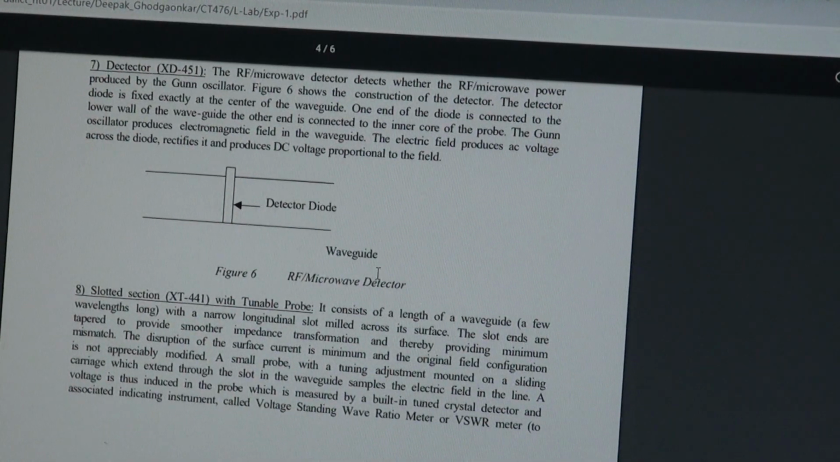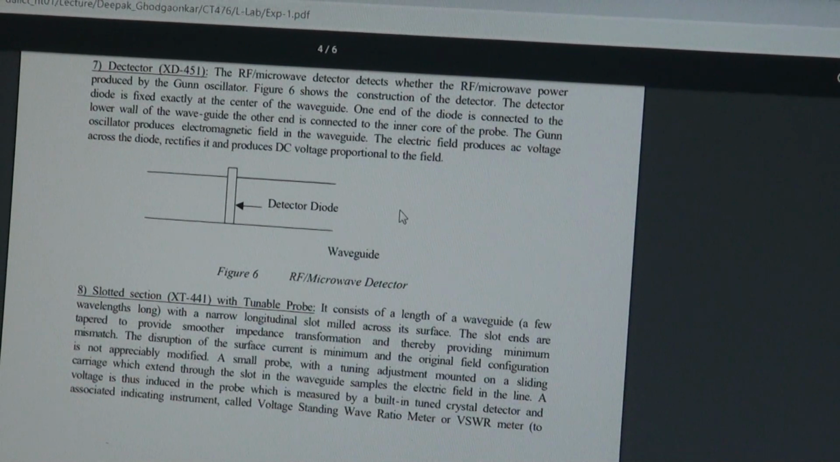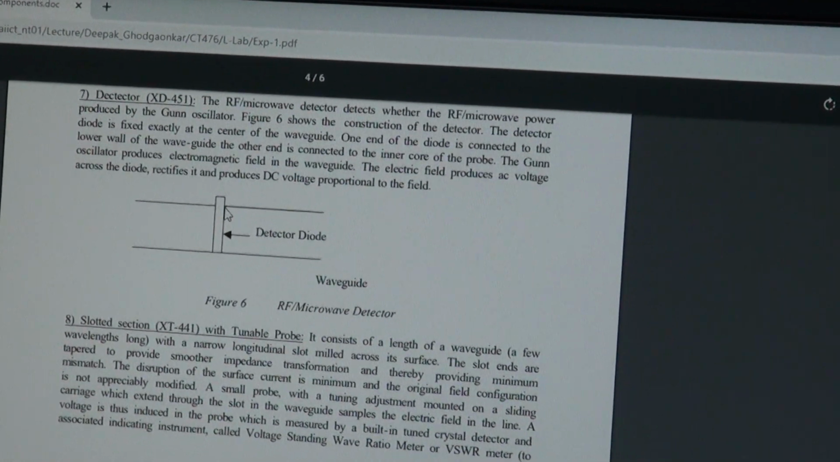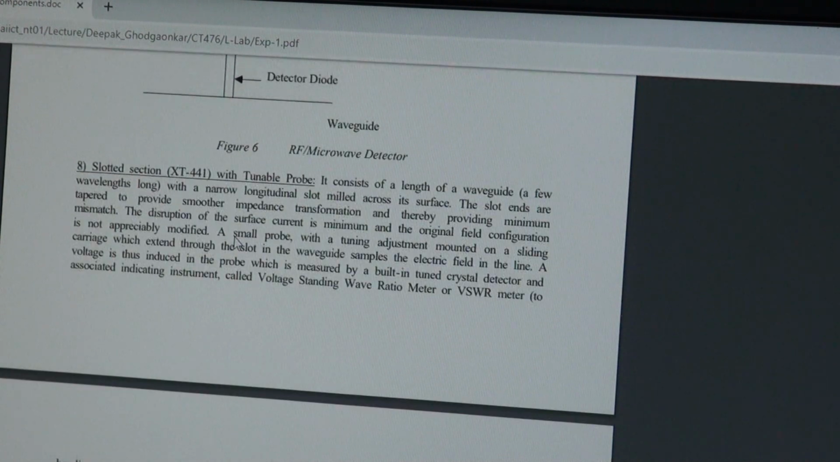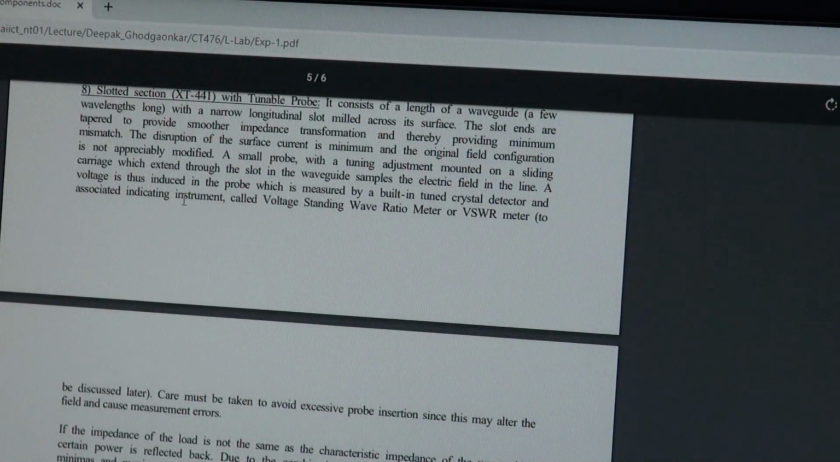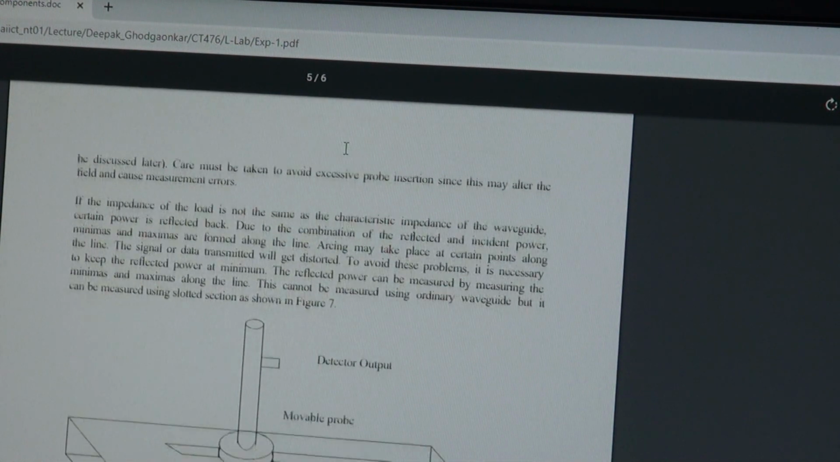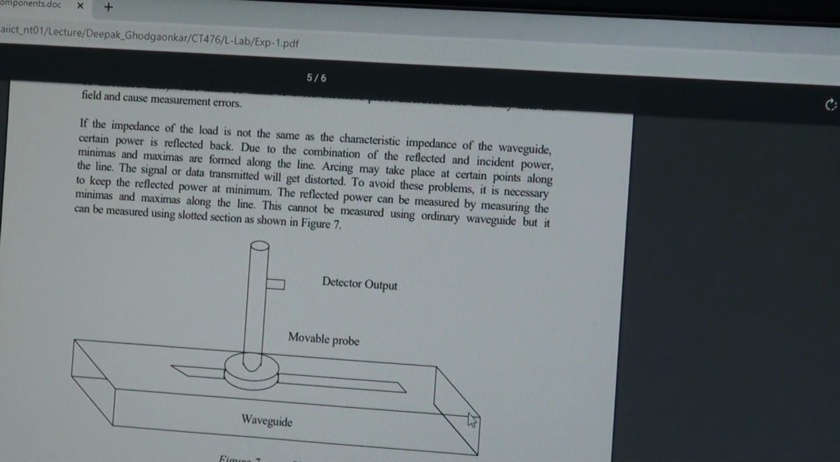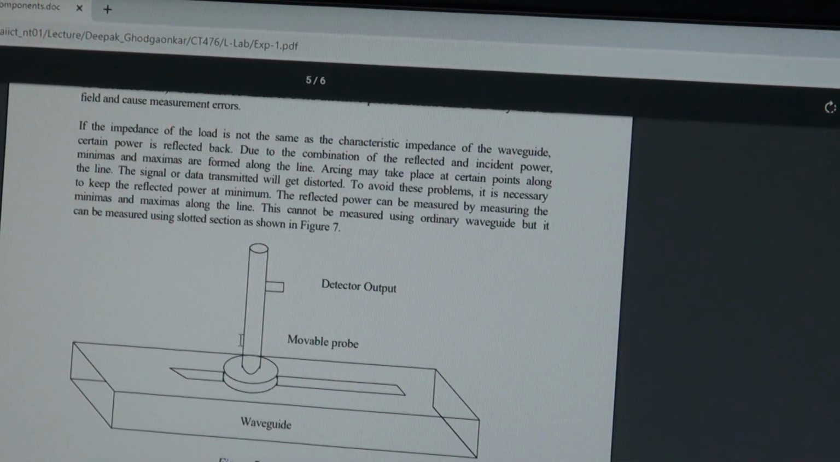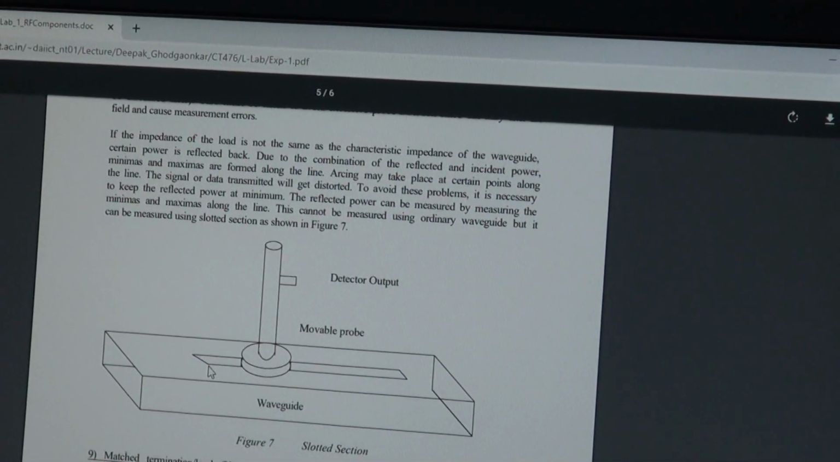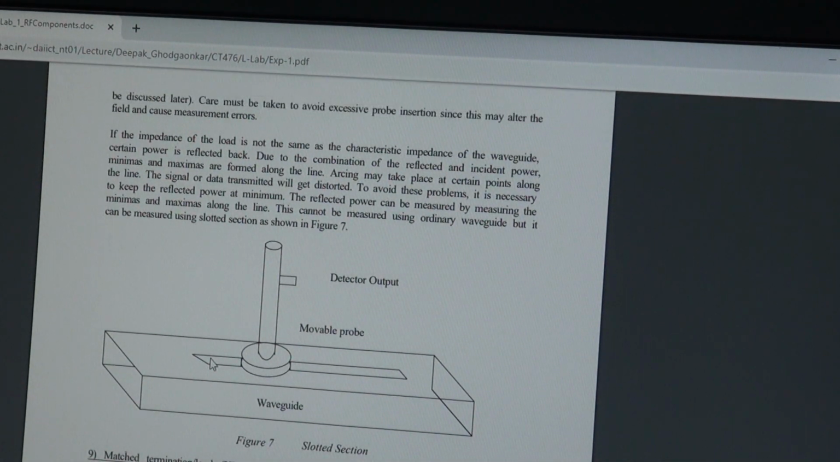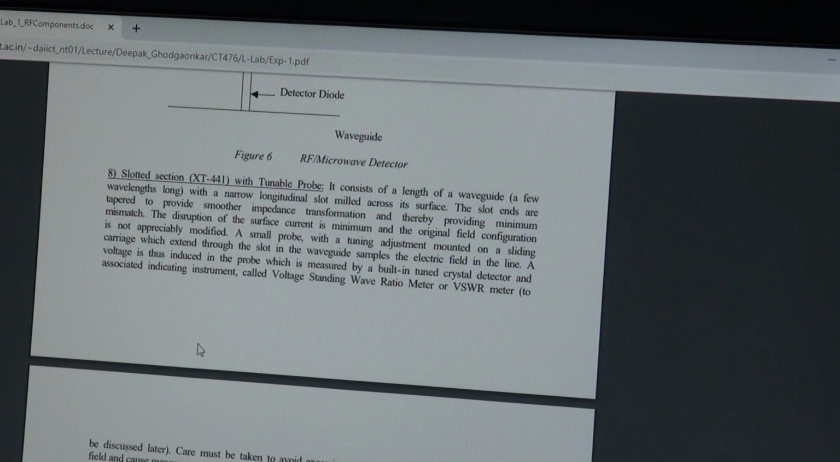And the 7th is a detector mount, and this is a rectangular waveguide, and between the top and bottom part of the rectangular waveguide the detector diode is available. The 8th component is a slotted section with tunable probe. This is the slotted section. This is the movable probe. This is the detector output, and here is a slot in the middle of the waveguide. And detailed description is also available in section 8 for the slotted section with tunable probe.